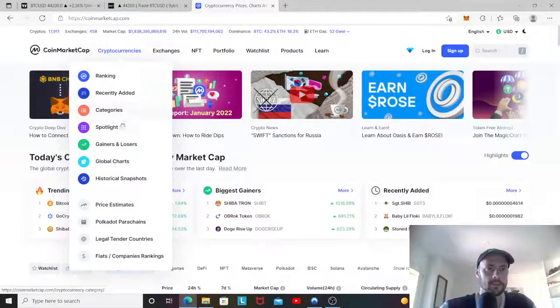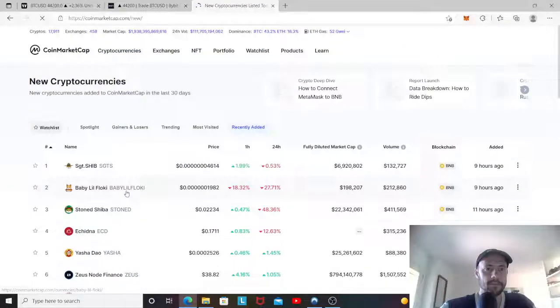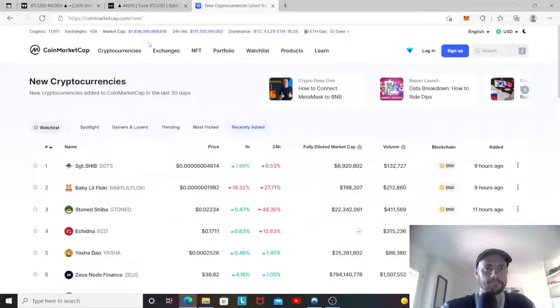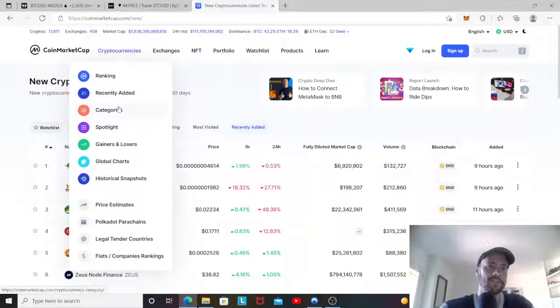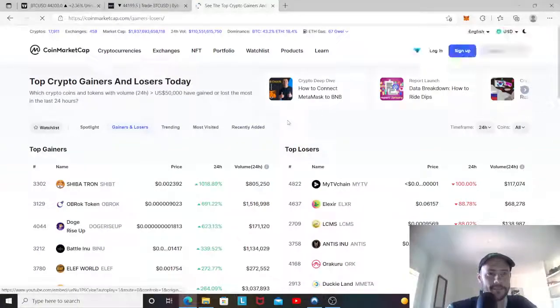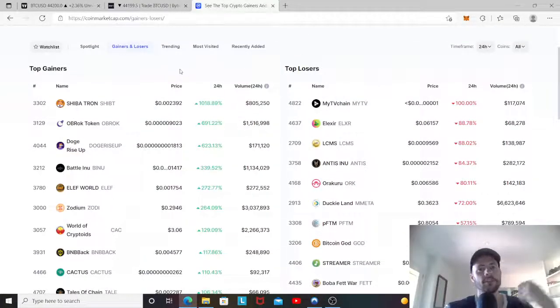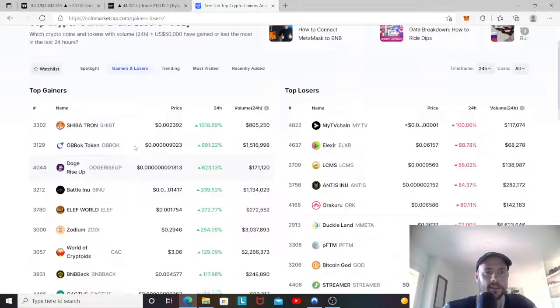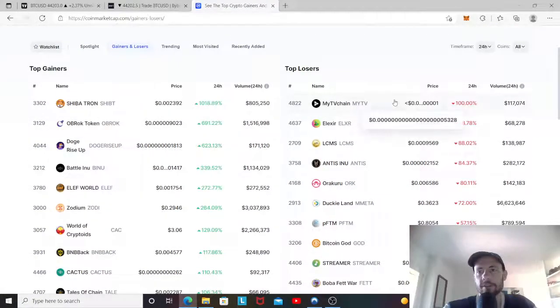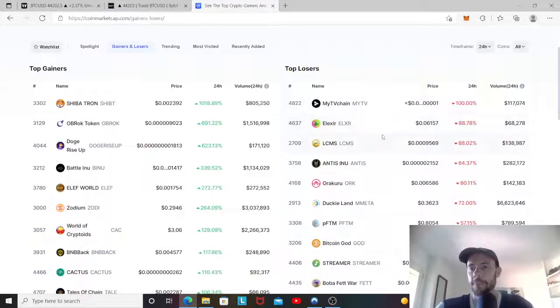Let's see, so you can click on recently added, see recent coins they've added. It's not very useful. You can look at biggest gainers and losers. So this will show you which coins went up the most in the past 24 hours. Shibatron. And which coins went down the most. So this one 100% down. Nice.